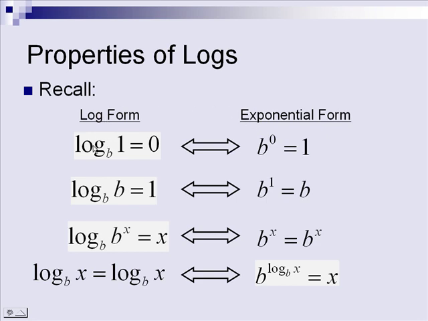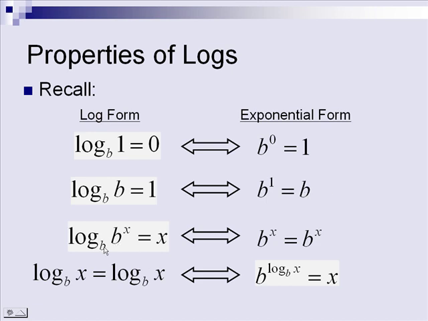So in log form, log base b of 1 is always 0, log base b of b is always 1, and log base b of b to the x is always x. The exponential forms, remember, if I have a log, I can rewrite this as the base to this power over here equals the stuff inside the log. So I get b to the 0 equals the 1 that's inside this log. Also, if I have log base b of b, that's always equal to 1 because I can rewrite this in exponential form. B to the first power is always equal to b.